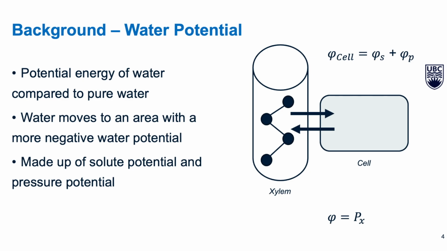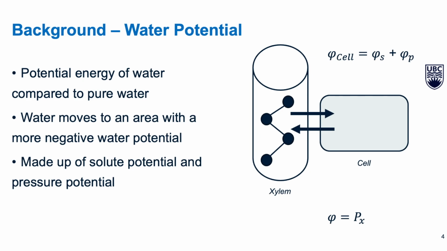The water potential of a system is the potential energy of water within a system compared to pure water. It provides a way to determine the plant water status. As soil dries, a more negative water potential is seen in the plant. Water moves to an area with a more negative water potential. The diagram on the right here shows that cells can have water movement from and to the xylem to reach an equilibrium. This also means that the water potential of a leaf would be equal to the xylem water potential, which then would be equal to the xylem pressure.